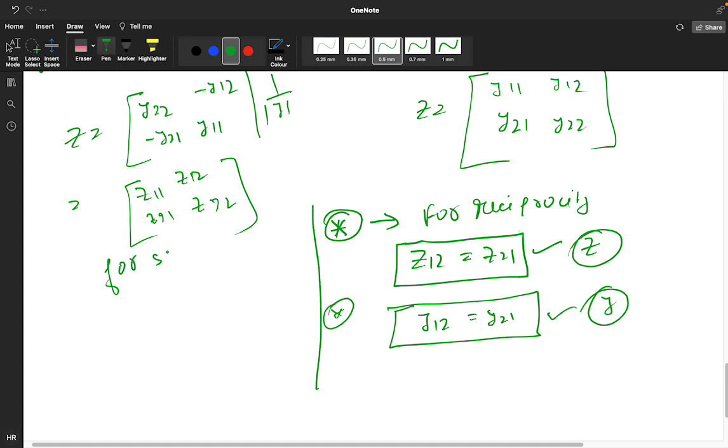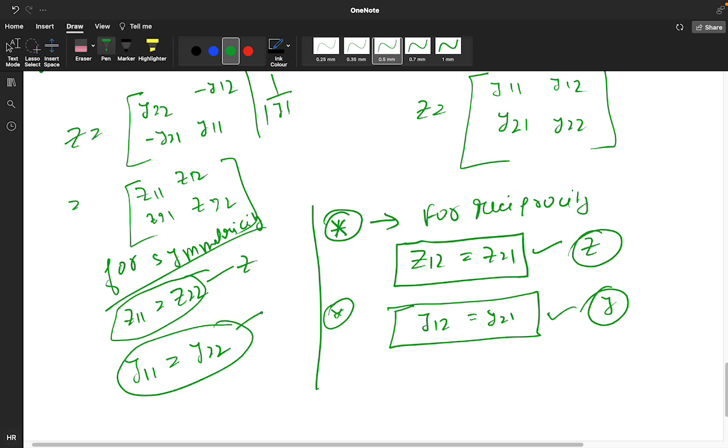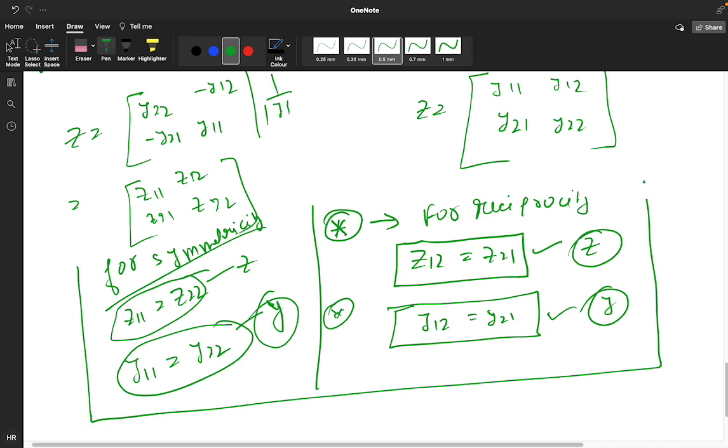And for symmetry, Z11 is equal to Z22. This is for the Z matrix. And Y11 is equal to Y22. This is for the Y matrix. So this is important. Only this part is important. If you are getting the Z matrix, and if it's satisfying the reciprocity result, then the network is a reciprocal network. If it is satisfying this result, then the network is a symmetrical network.